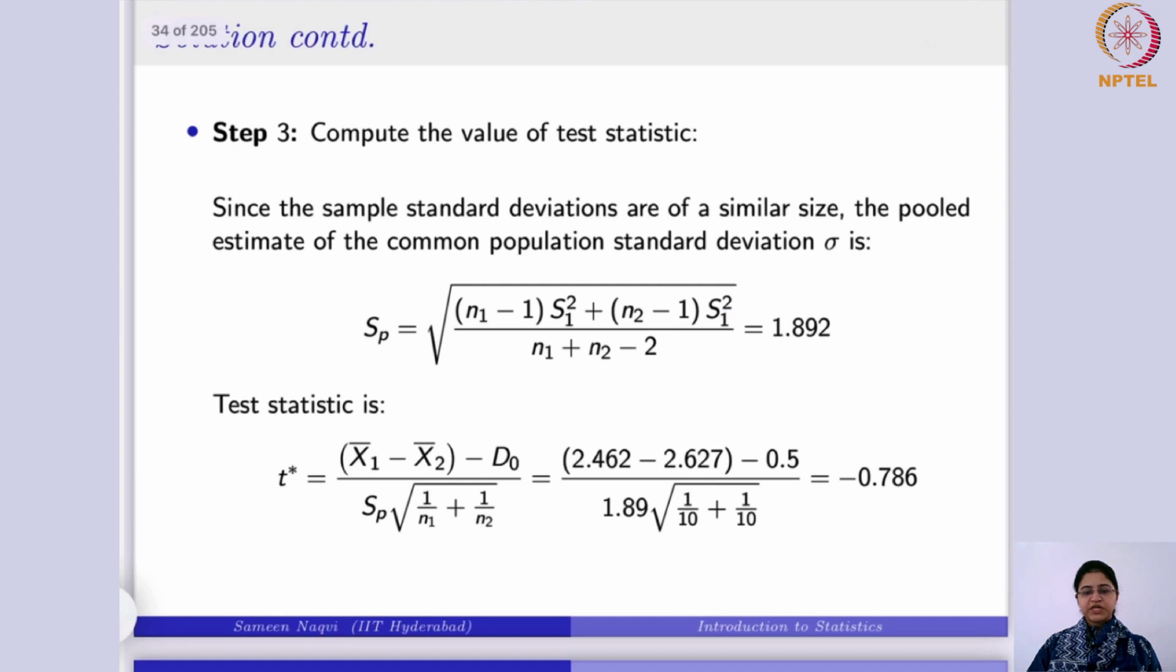Once we have the pooled standard deviation, we can substitute it in the formula for t star. So t star has x1 bar minus x2 bar. These are the values which are given to us. D naught is the value under the null hypothesis, so D naught is 0.5. Sp we have just obtained above. And when you substitute it, it comes out as 0.786.